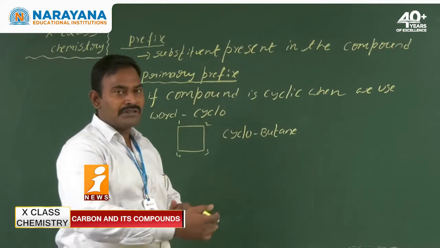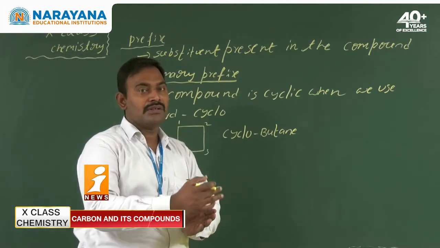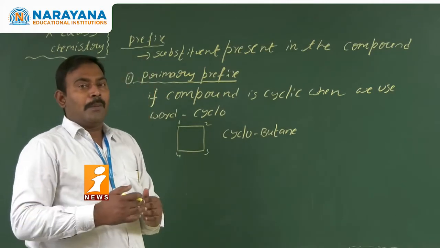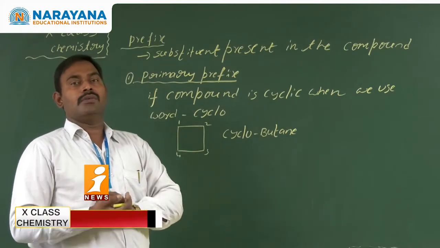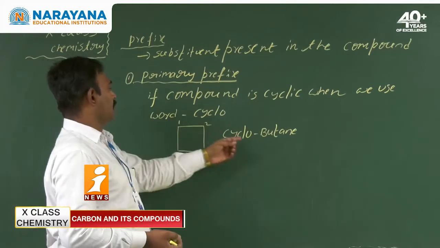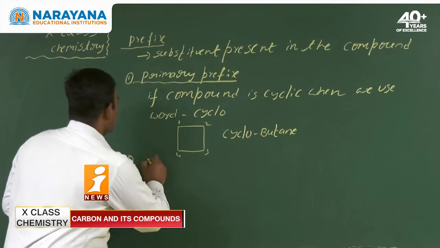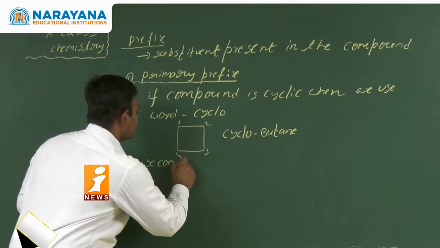So once again I am repeating, primary prefix is used only for the cyclic. That means when the compound is cyclic, then we use the prefix cyclo for the compound. When the compound is acyclic, there is no need to use cyclo. Clear? Second one is the secondary prefix.